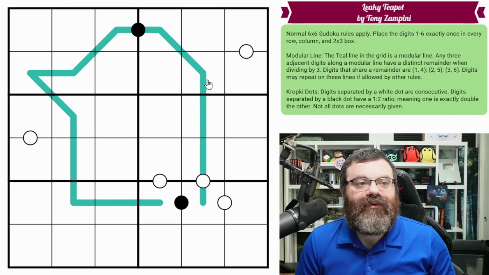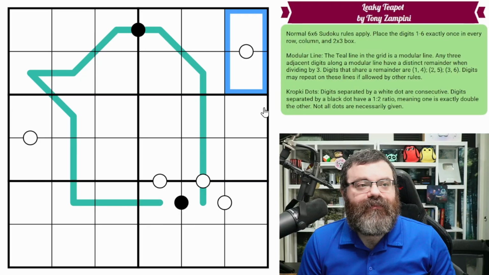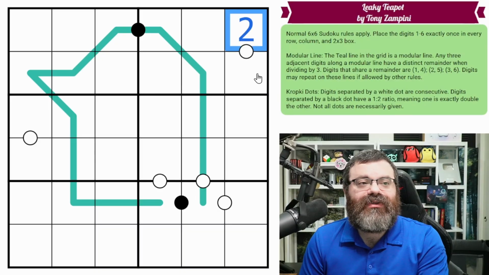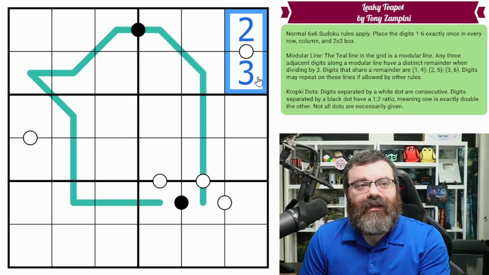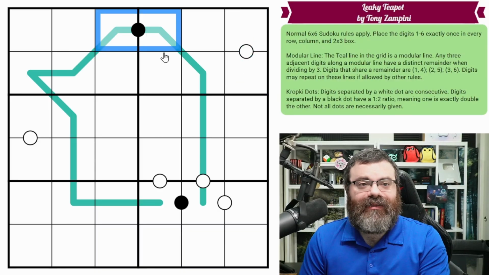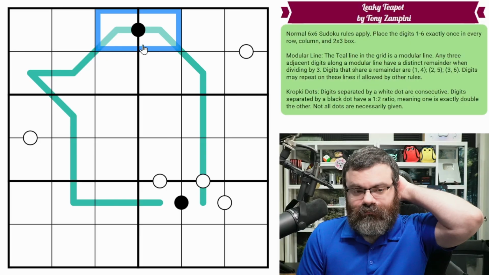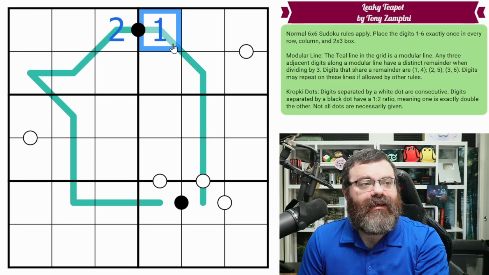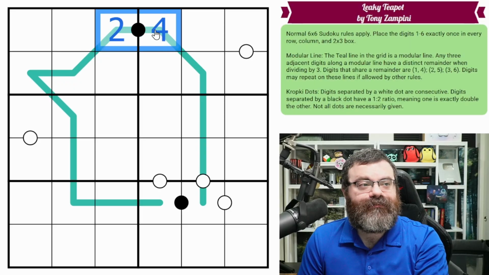All right, and then we have Kropki. So white dots and black dots. White dots tell us that those 2 digits are consecutive. So if this was a 2, this could be 1 or 3. And then black dots tell us that the 2 digits have a 1 to 2 ratio, meaning 1 is exactly double the other. So if this was 2, this could be 1, because 2 is double 1. Or this could be 4, because 4 is double 2.